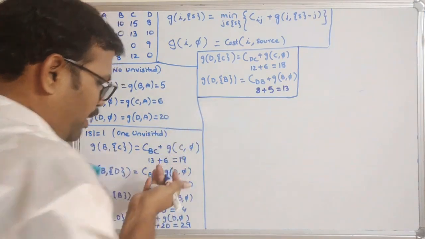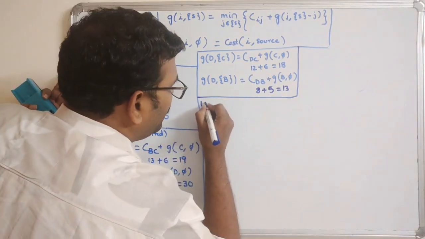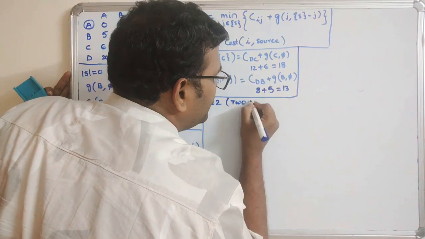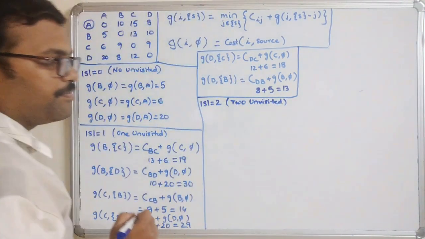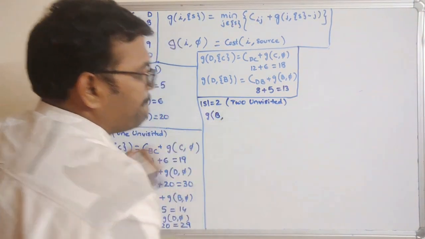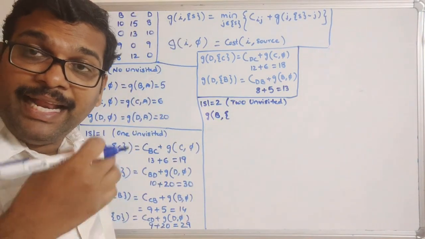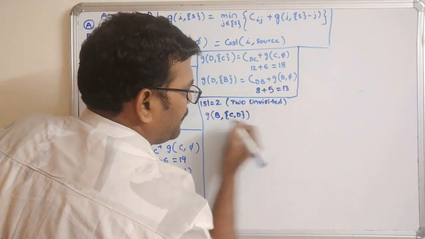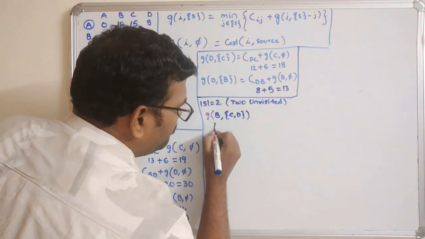Now we have calculated all the possibilities if set is equal to 1. Now calculate with set is equal to 2. That means the set has two unvisited vertices. Now calculate G of B, comma, if we are at B, the next two unvisited can be C comma D.